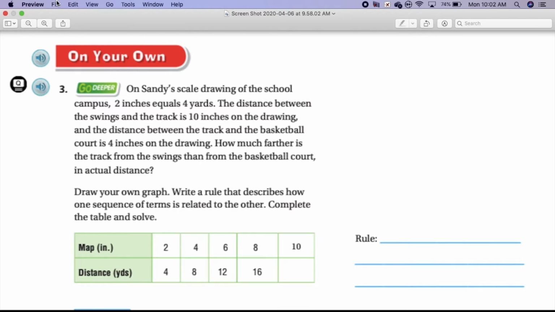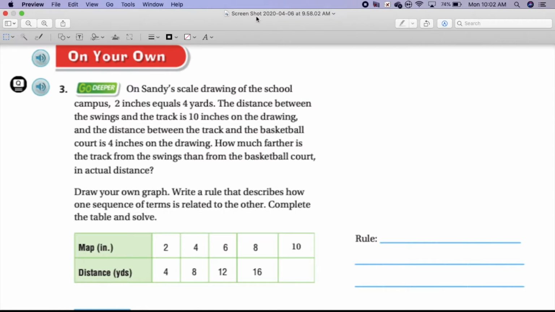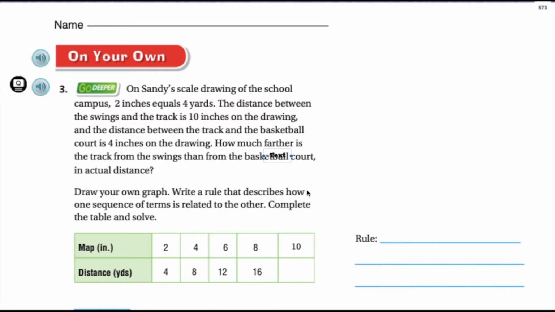All right, so we're going to look at maps. And we are going to figure out 2, 4, 6, 8, 10. What am I counting by, guys? That's right, I'm counting by 2s. 2, 4, 6, 8, 10. Okay, then we're going to look at the distance on the bottom. 4, 8, 12, 16, and then there's an empty box, right?